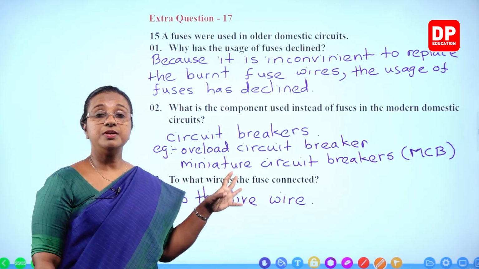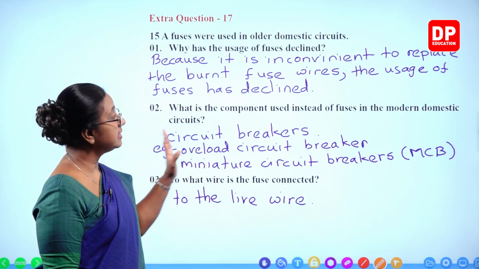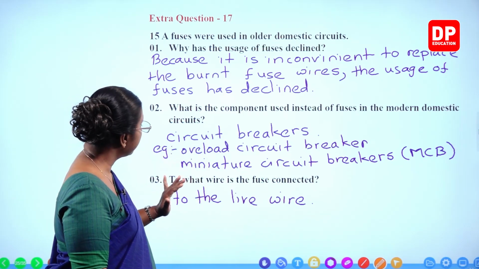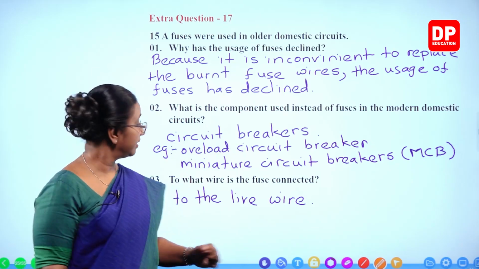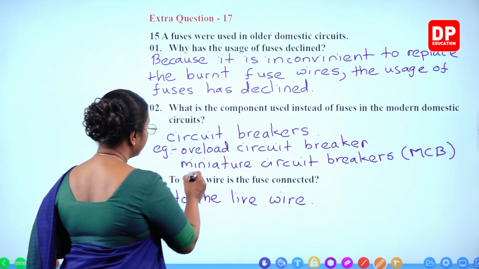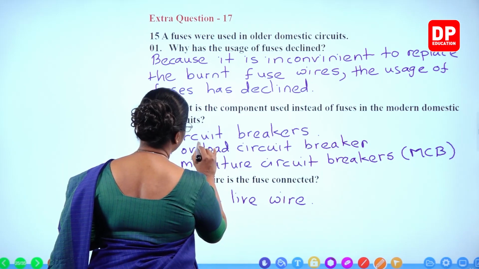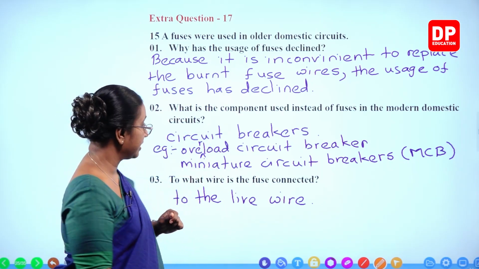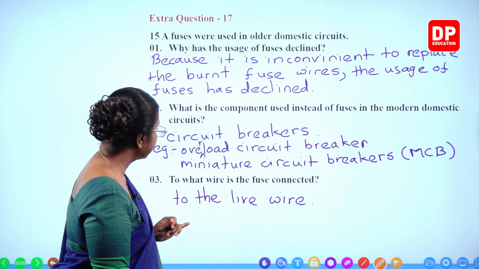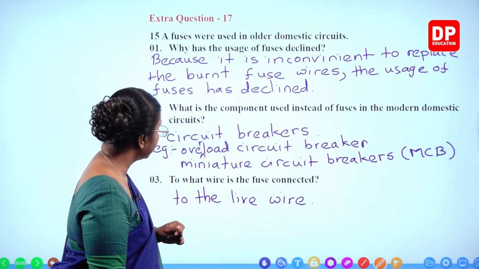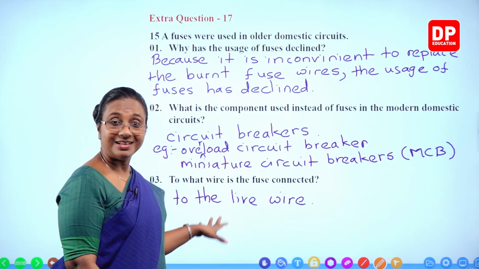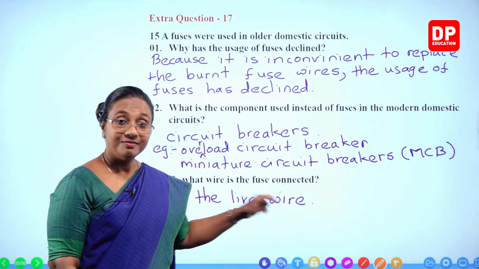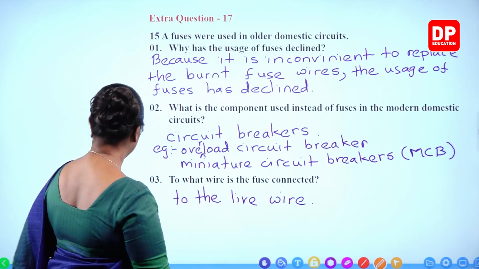So the use of fuse declined because it is inconvenient to replace the burnt fuse wires. Then instead of fuses, now we use circuit breakers. Examples, overload circuit breaker, and miniature circuit breaker. Those are examples. Then to what wire is the fuse connected? That is to the live wire. So those are the answers, students. I am sure you all also wrote the correct answers. With that, I'll move on to the next question.